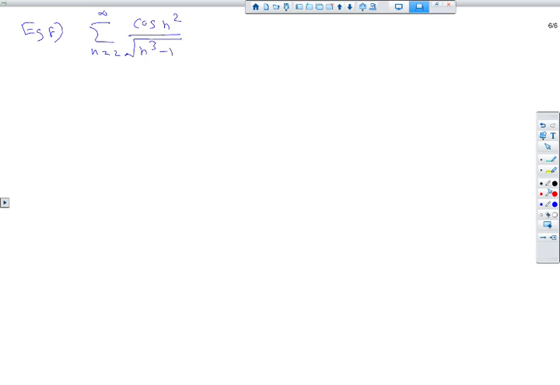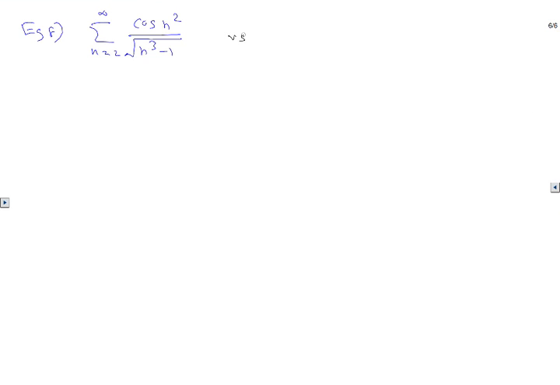So what we're going to do is consider the absolute series. When you see sine or cosine, or if the sign of the terms changes, consider the absolute series, because if the absolute series converges, then a theorem, the absolute convergence test, says the original series has to converge. So instead of this, we look at the absolute series: cosine n squared over the square root of n cubed minus 1.